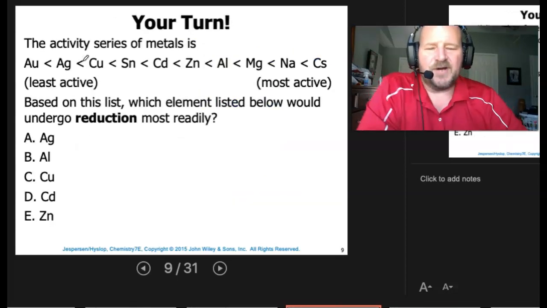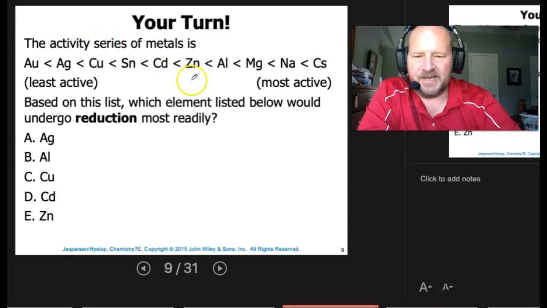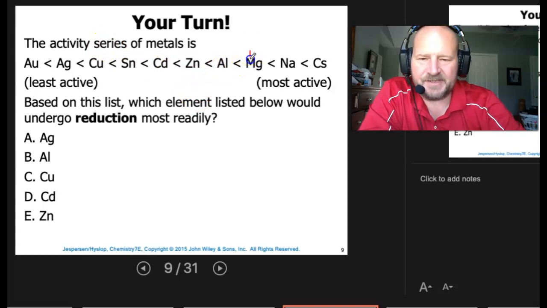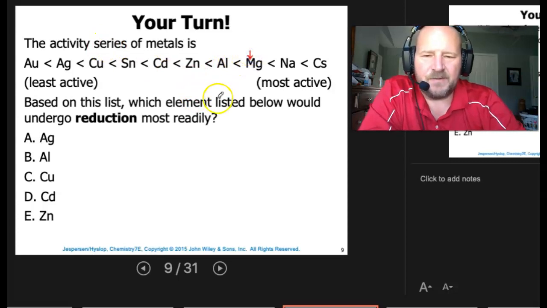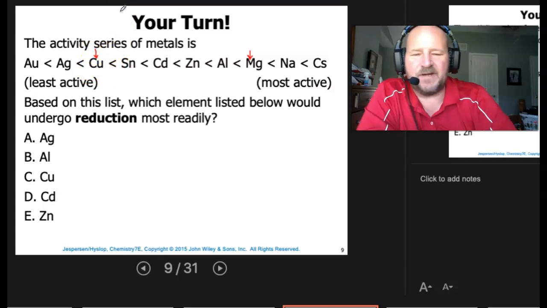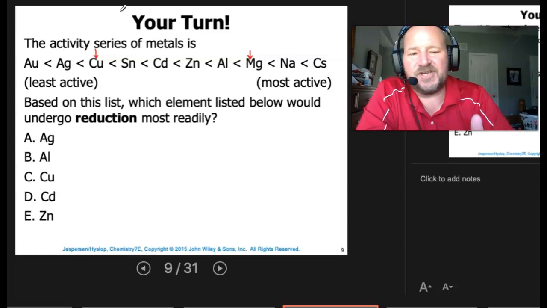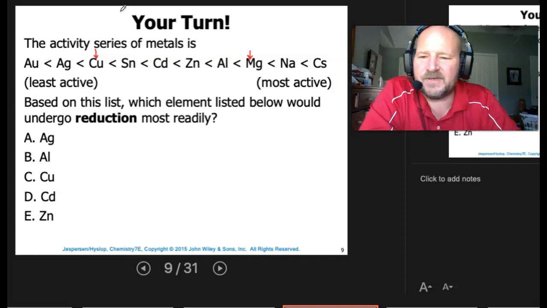All right, so let's do some practice problems here with your turn. The activity series of metals is this. And again, a lot of times what I like to do is find magnesium. Magnesium is a very common one. I know that's going to be on the active side or the reactive side if you'd like. And then a lot of times we'll look for copper, right? And I picked copper because copper is pretty much a non-reactive metal. It's one of the few precious metals sort of on the cheap end. It doesn't react with much, okay?